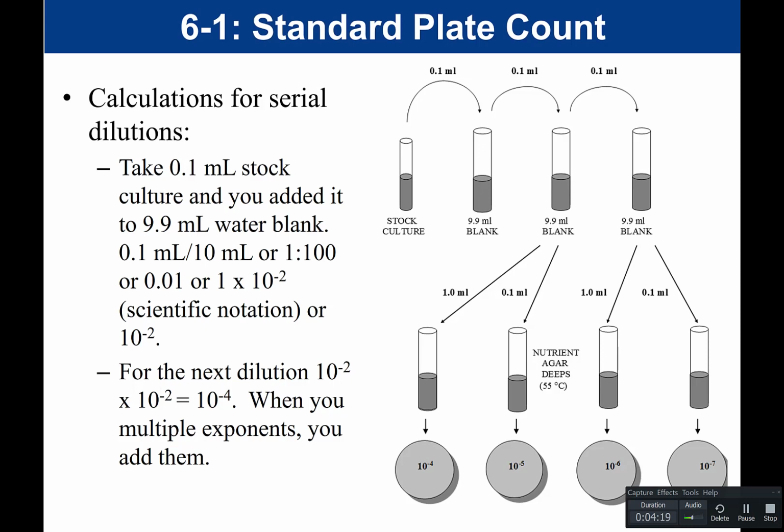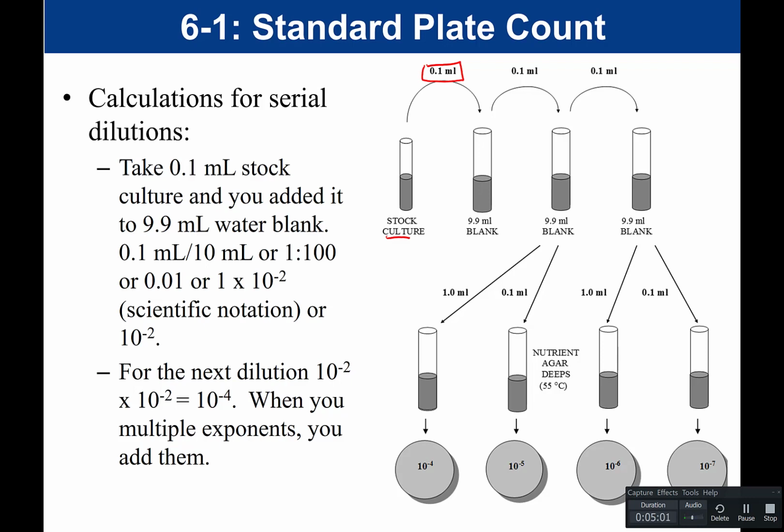So we need to start out by talking about serial dilutions. In a serial dilution, we take our stock culture and we're going to continually dilute that. We're going to dilute it more and more each time. We need to talk about how we do calculations for our standard plate count. How do we determine the dilution that's in the tube? So what we're doing is we're taking our stock culture and we're transferring 0.1 milliliters into 9.9 milliliters of blank. That is essentially sterile water.